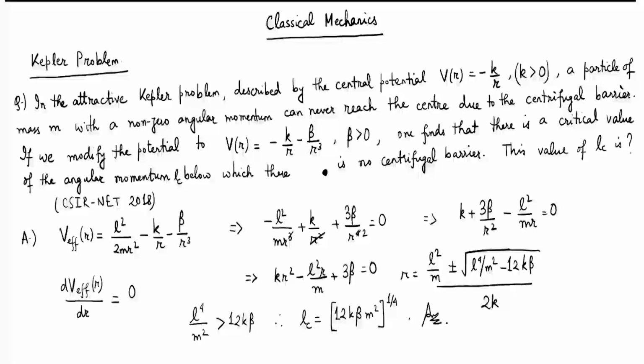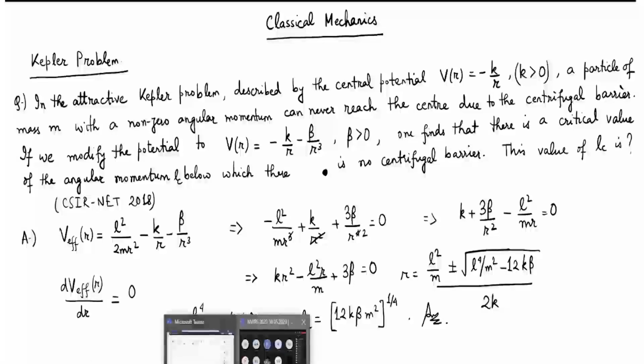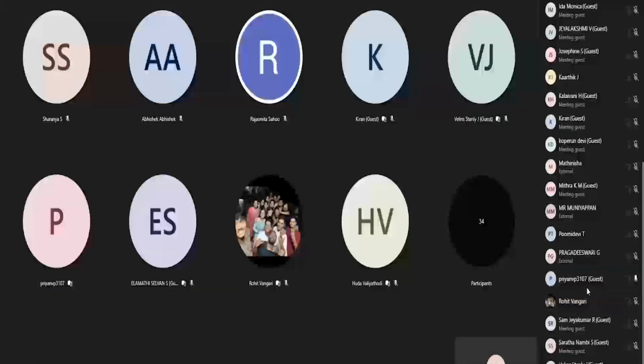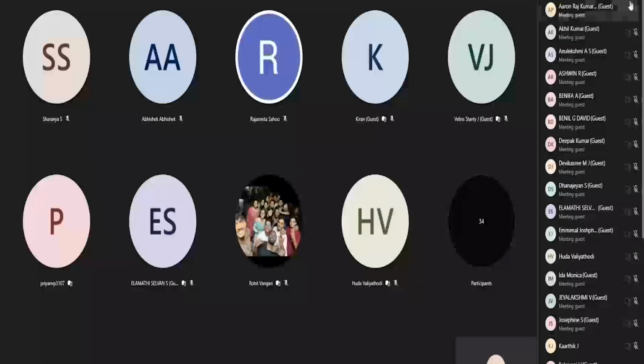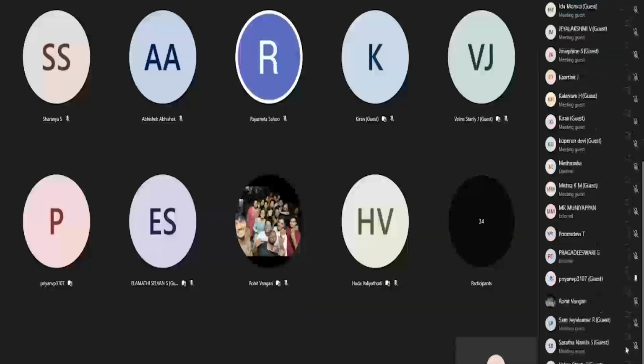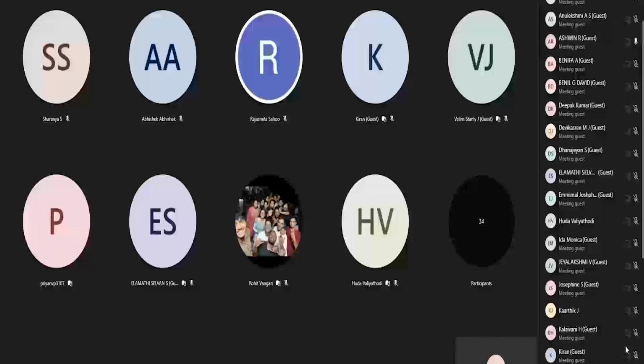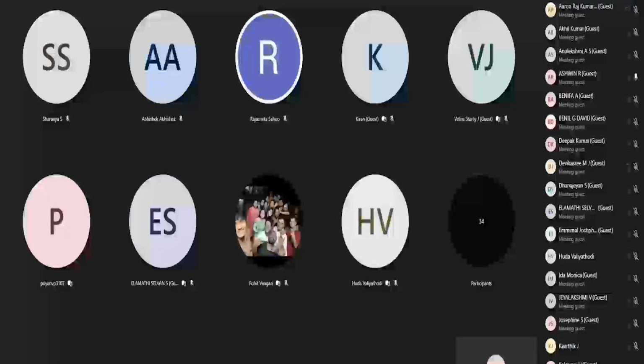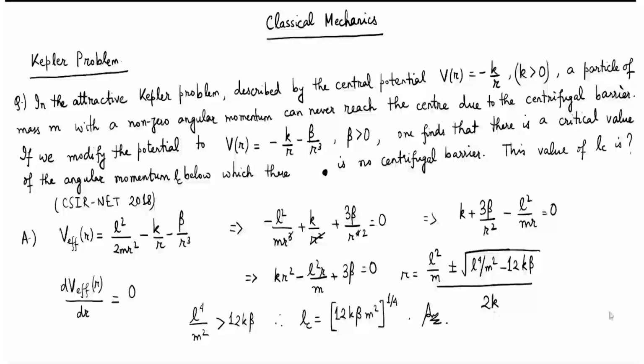So, is it clear to everyone? Is it clear? Sir, how did you write V effective in the first term as L square by 2m r square? I didn't get that.